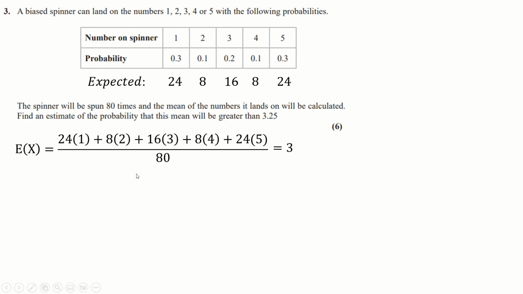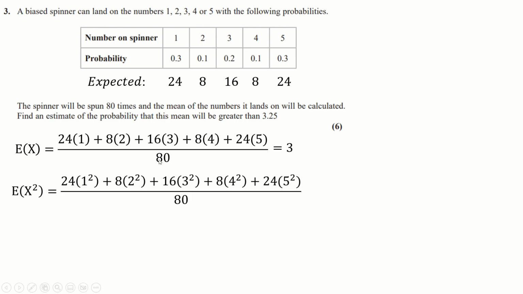So anyway, I'll also work out E of x squared. Now, the reason I'm going to do that, which is, of course, 1 squared times this, plus 2 squared times this, plus 3 squared times this, and so on. The reason I'm going to do that is because I can use this formula here.